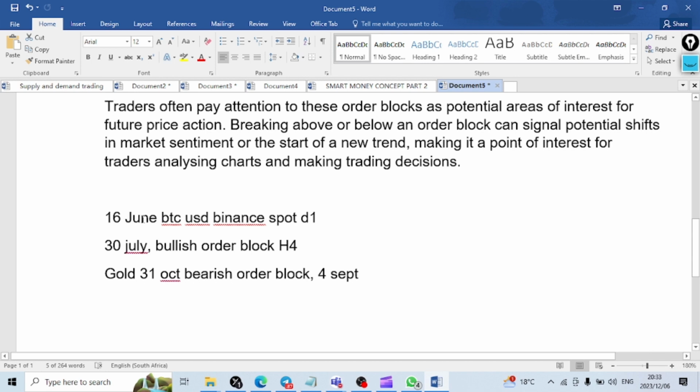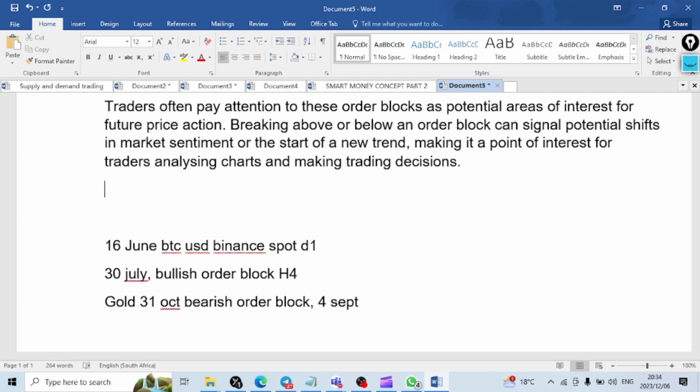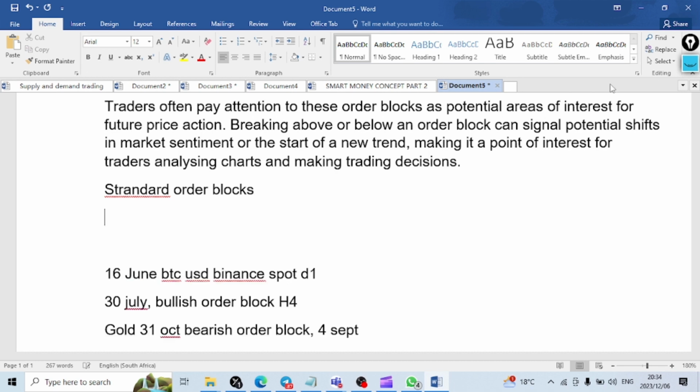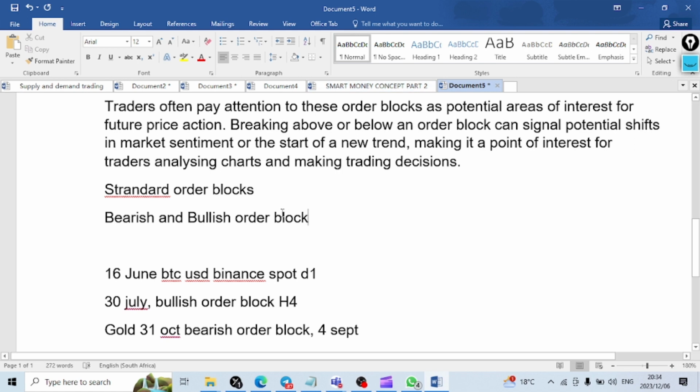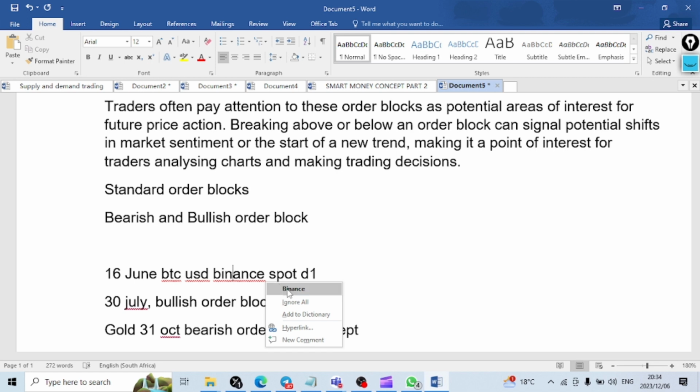These order blocks come in two forms. We are mainly focusing on a standard order block. And with these standard order blocks, they are in two parts: a bearish order block and a bullish order block. We're going to look at how we can identify bullish and bearish order blocks on the charts, how we can use them for trading, and what things we can use to validate that this is a bullish or a bearish order block.